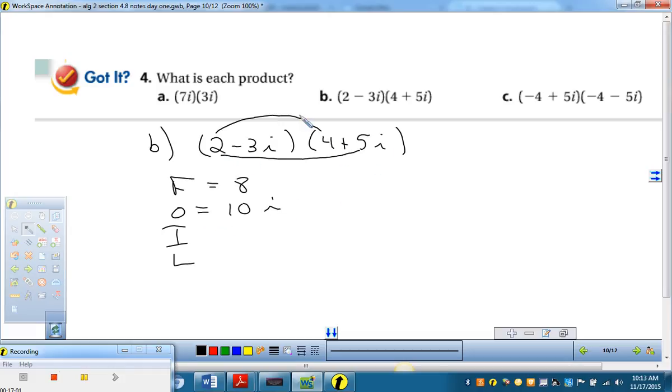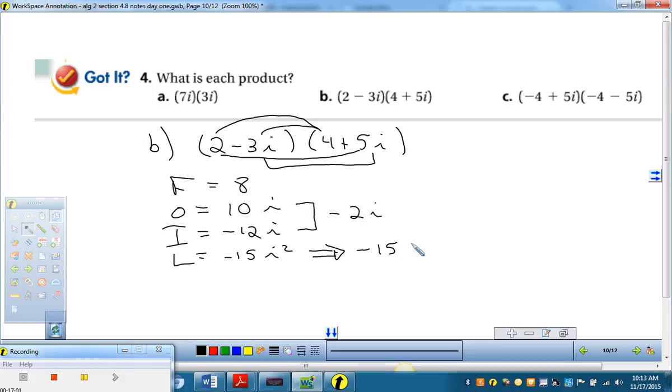And inner, minus 12i, right? And then last, minus 15i squared. All right, so our like terms are going to be here. We need to combine those. 10i minus 12i gives me what? Negative 2i. And then we have negative 15 times i squared. Well, i squared is negative 1. So I have negative 15 times negative 1, which is what? Nope, 15. Not adding, not adding.